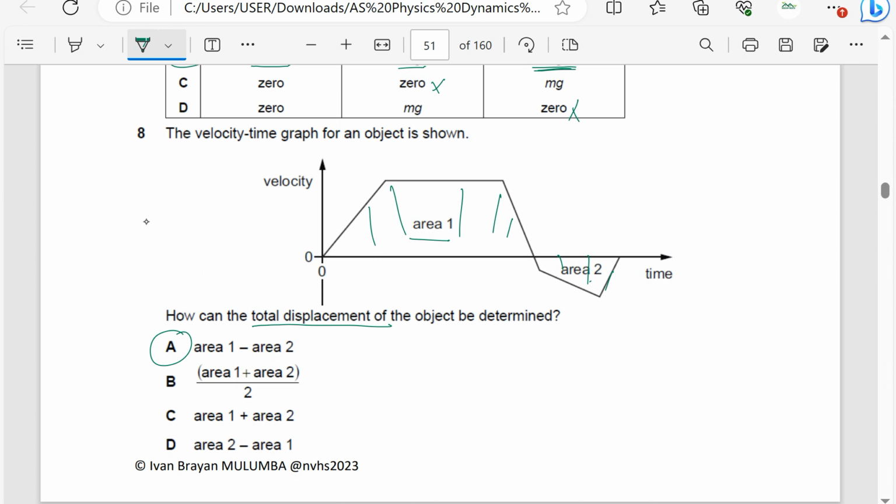If it was distance, I would say area 1 plus area 2. But since this is displacement, it is area 1 minus area 2 because of opposite directions. So distance is equal to area under the graph. The object changes direction, so we subtract.